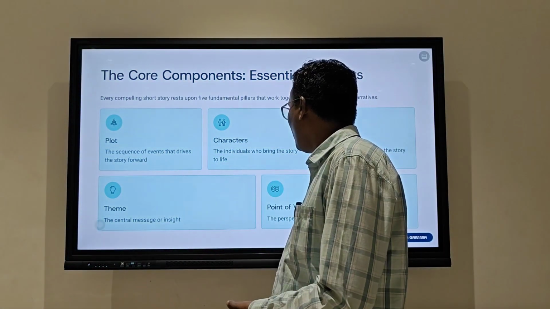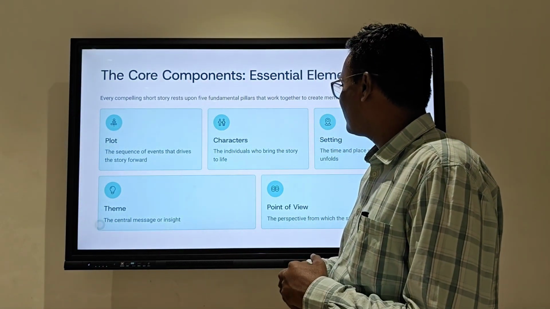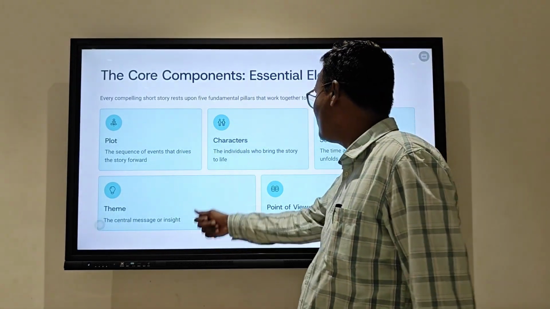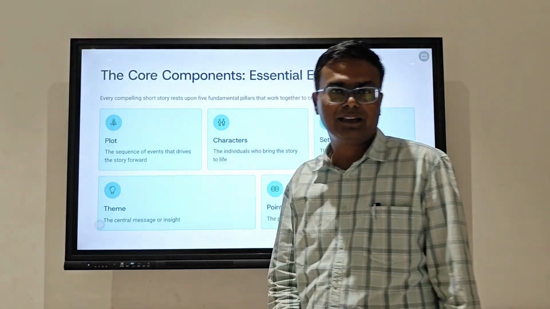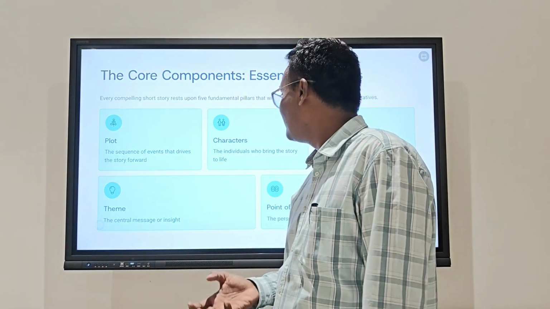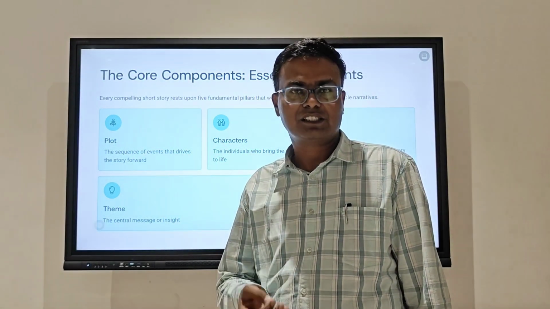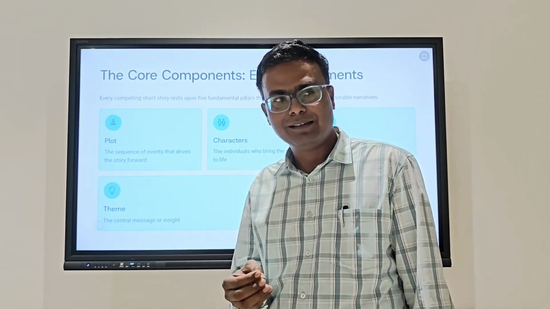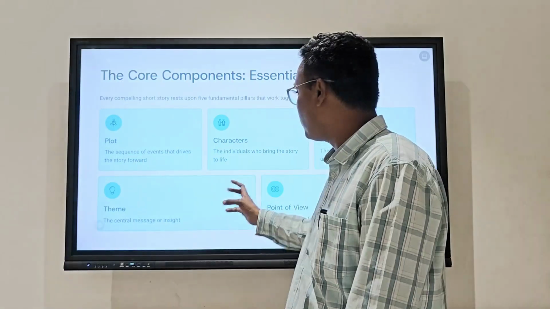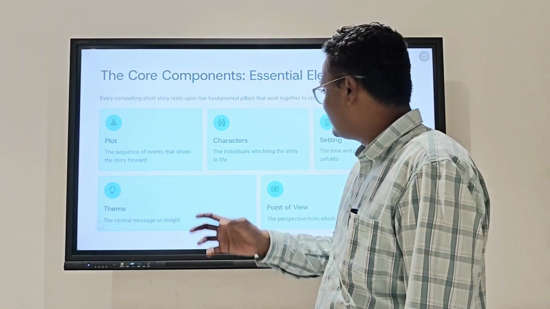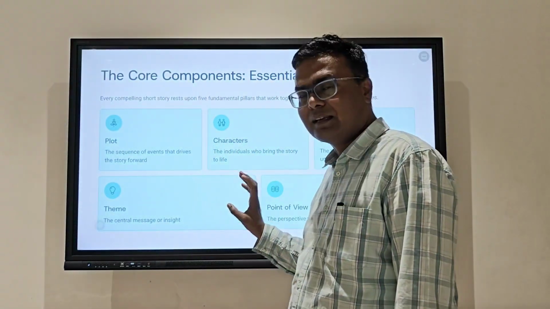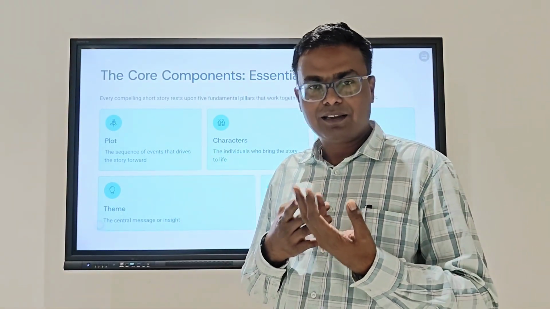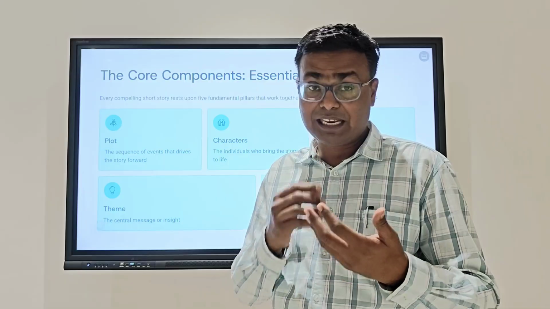So this is all about the plot, and each story is made up of many important elements. The second important element is characters. Who are these characters? In simple words, characters are people who play a role in a story. It means they perform certain actions. So there will hardly be any story if there are no characters. And please remember that characters can be different, isn't it? Animals can be the characters.